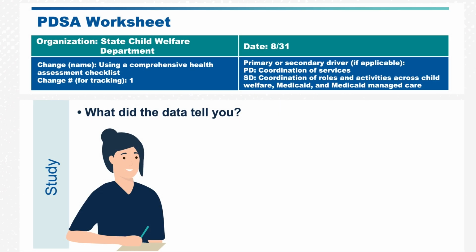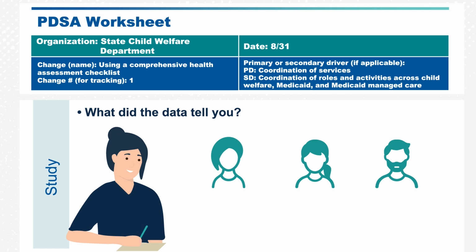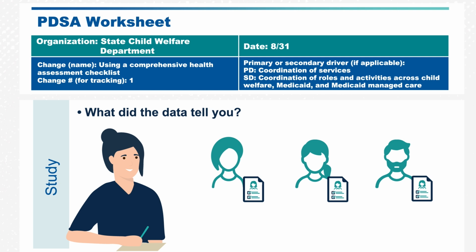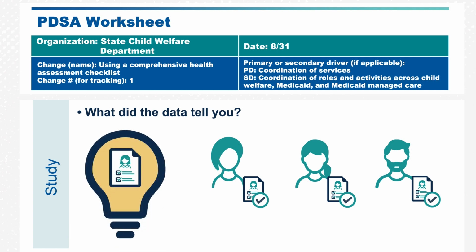In our example of a PDSA cycle, 3 staff from the State Child Welfare Department were provided with a checklist to use with the next 10 children entering foster care to facilitate enrollment into managed care and scheduling the comprehensive health assessment. PDSA data showed that these children were more likely to have their comprehensive health assessment completed within the state's timeliness guideline of 30 days from the date the child entered foster care. From the first PDSA cycle, the team learned that providing checklists to child welfare staff was a successful change idea that helped to increase timely completion of the comprehensive health assessment.